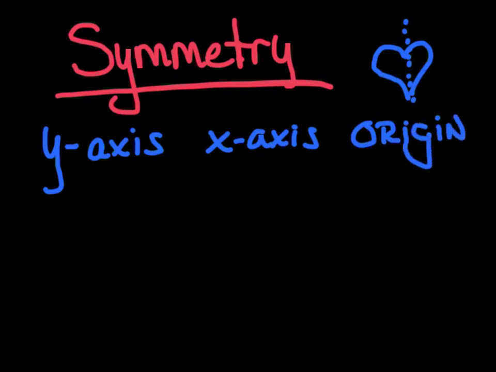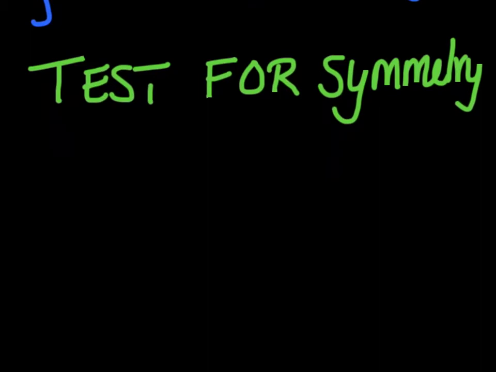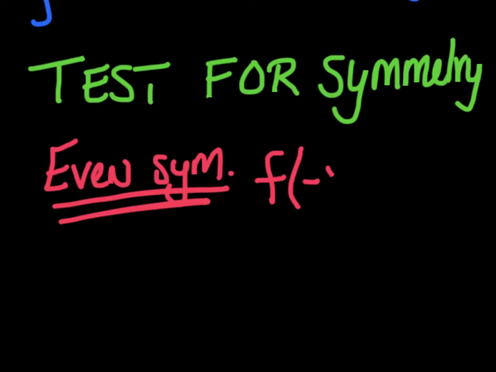And we have some little algebra techniques we can use to test for symmetry. So, to test for symmetry, it's very simple. It's basically one rule with different outcomes. So first and foremost, let me start with even symmetry. Okay, a function is said to have even symmetry if it follows this rule. f of negative x equals f of x.